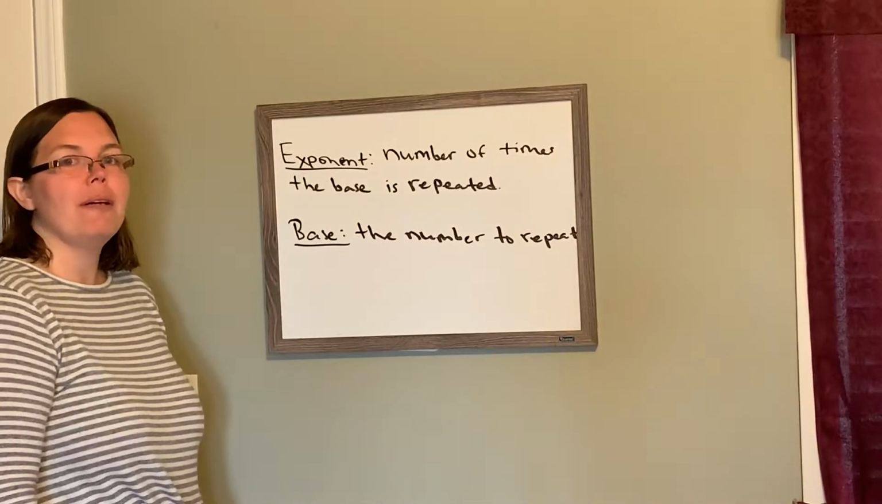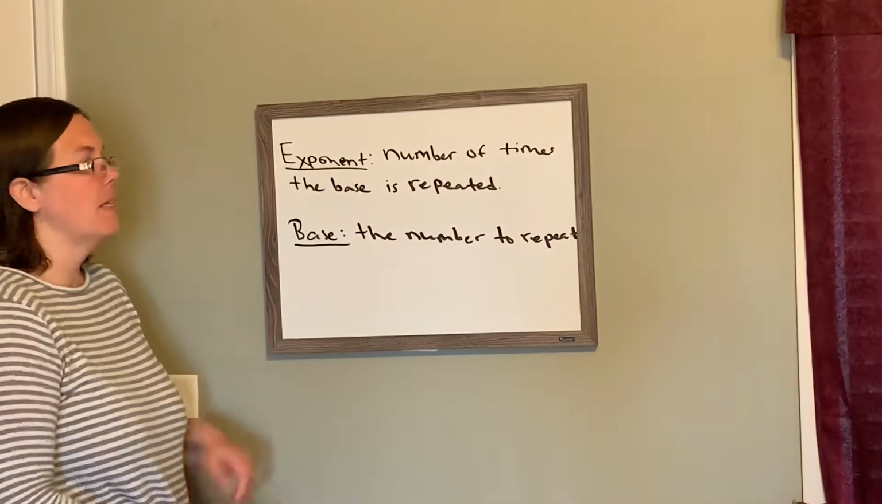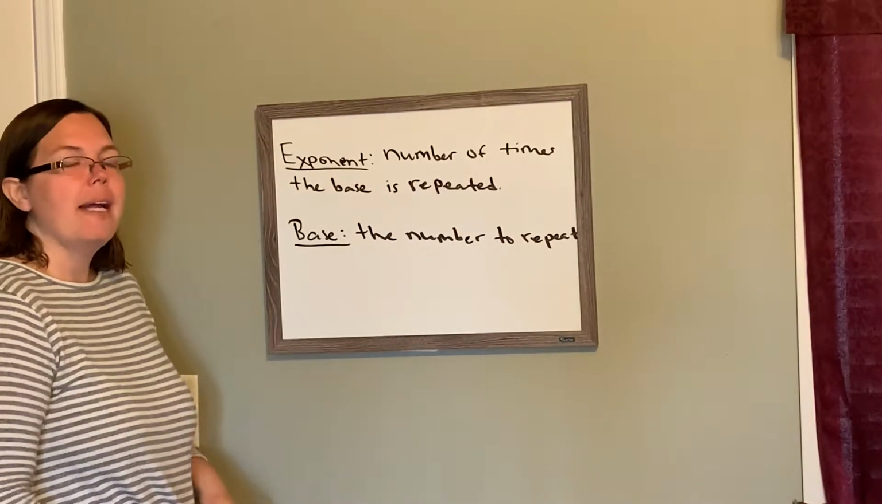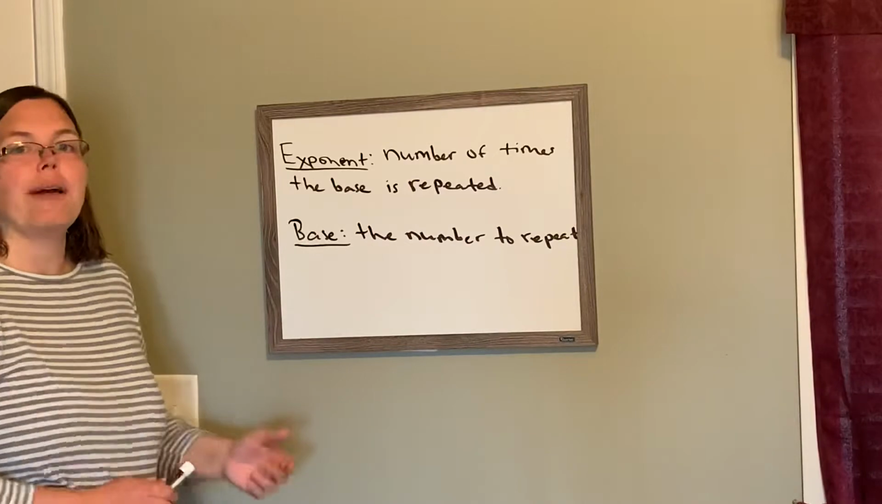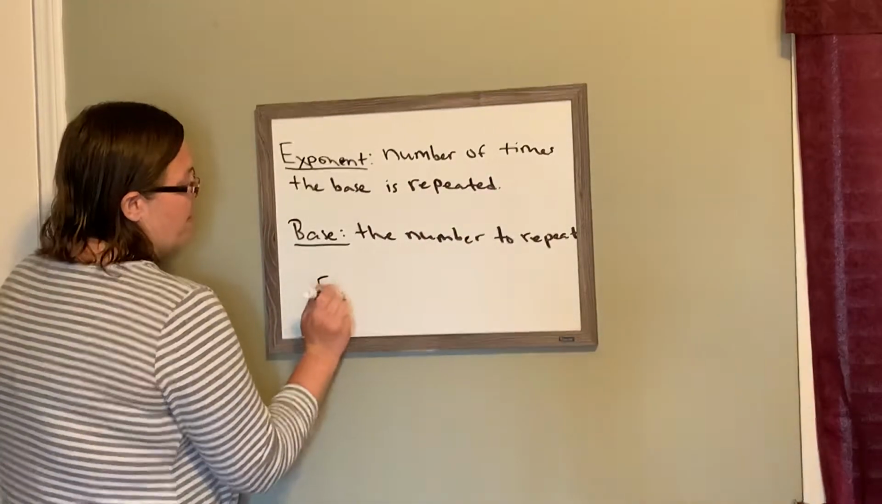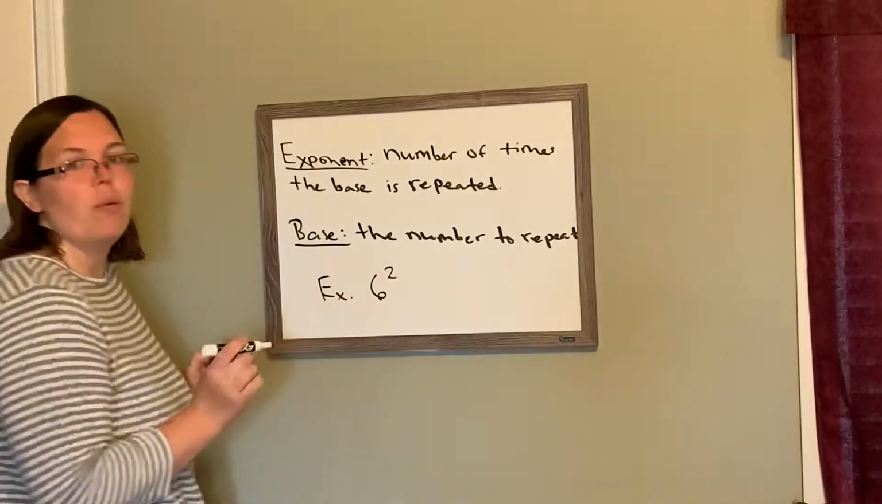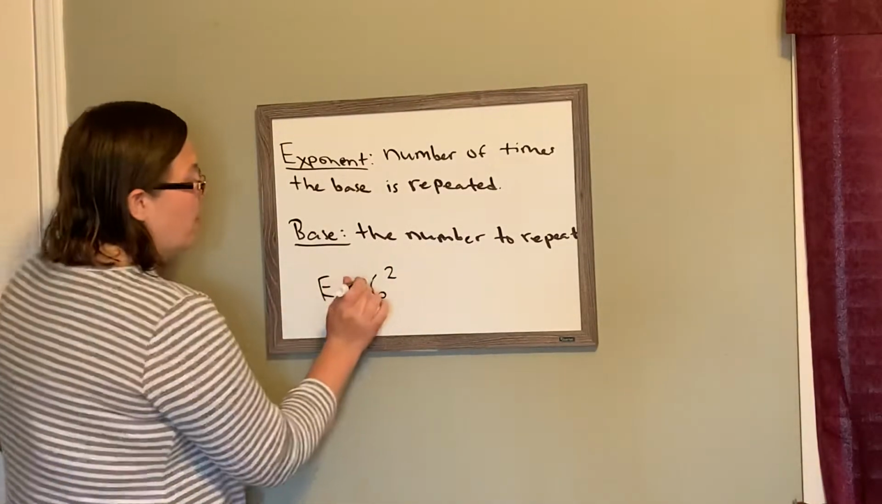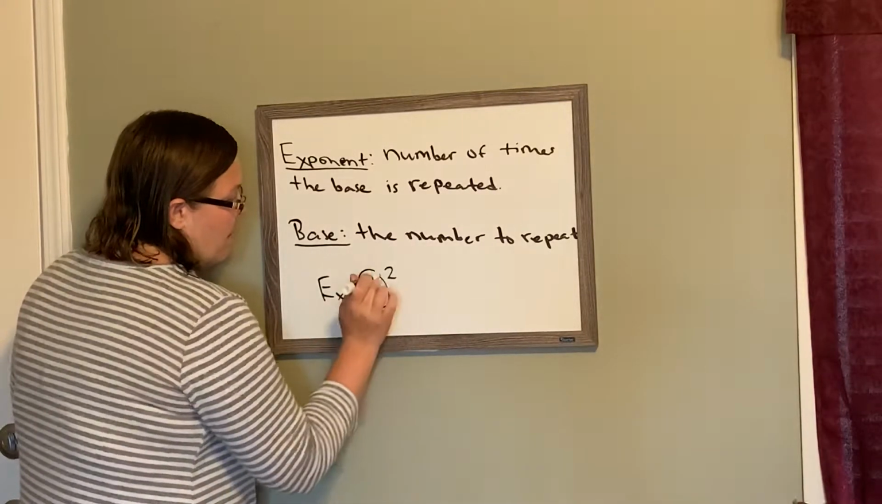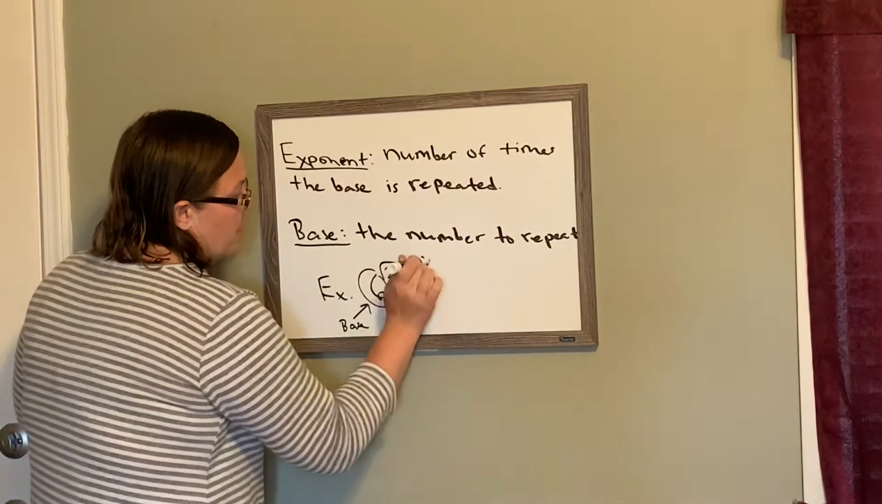In this video, we will talk about exponents and perfect squares. An exponent is the number of times the base is repeated, and the base is the number that you actually repeat. So for example, if they were to give me 6 with the exponent of 2, we know that this is the base, and this is your exponent.